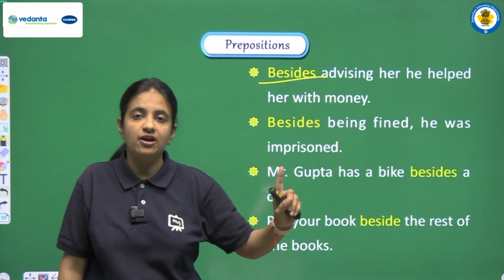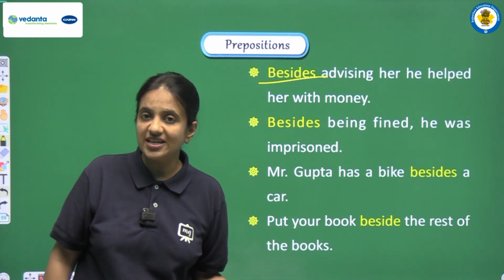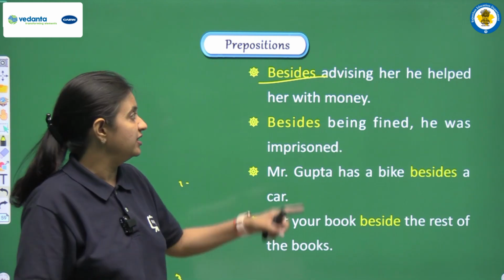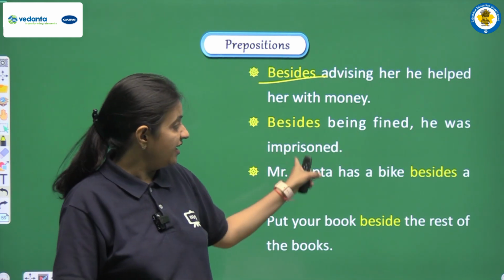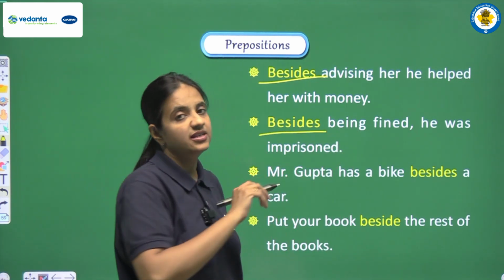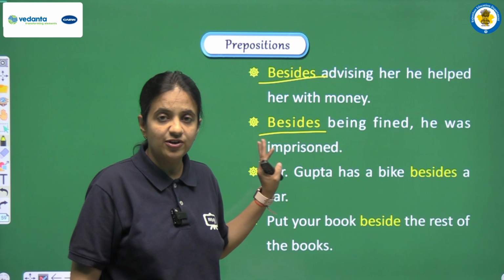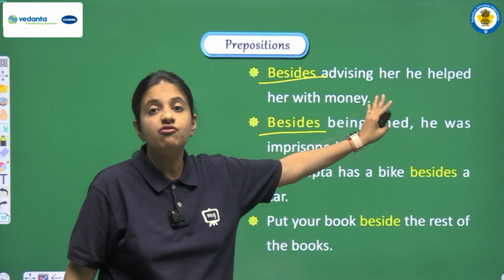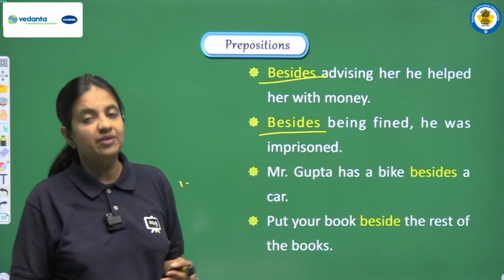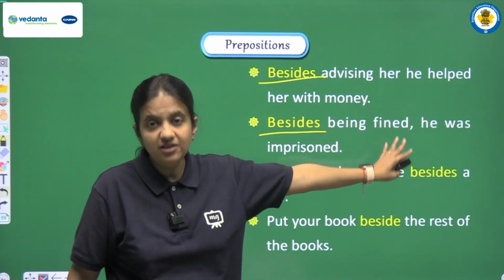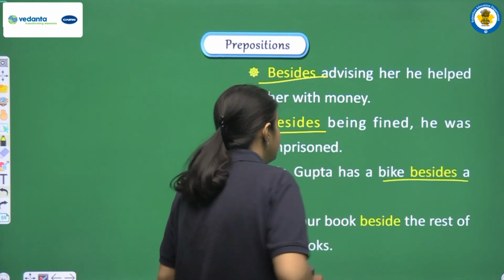So students, you have to be very careful. These are two separate prepositions, beside and besides. They have their own uses and their own meanings. In this sentence we have besides, and besides means in addition to. Next is, besides being fined, he was imprisoned. In this sentence also we have besides, and the meaning is that there was one person we are talking about here. He was not only fined, but he was also imprisoned. Actually he did some kind of mistake, some kind of crime. Because of that, he was not only fined, but also imprisoned. Clear?